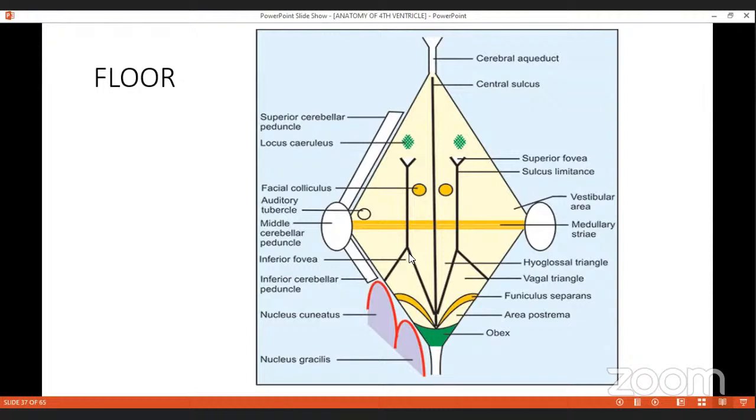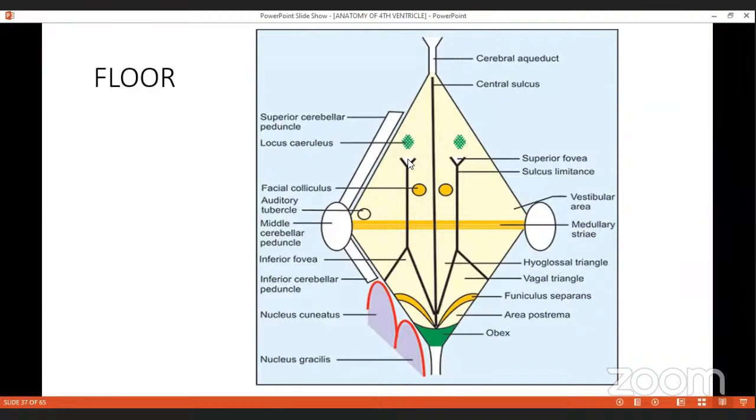However, this sulcus limitans has superior and inferior depressions. The superior depression is called the superior fovea, whereas the inferior depression is called the inferior fovea. And the region between the median sulcus and the sulcus limitans is basically an eminence, which is called the median eminence, which has important structures that we'll be studying later.